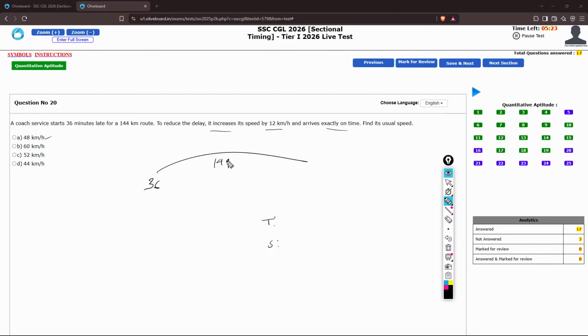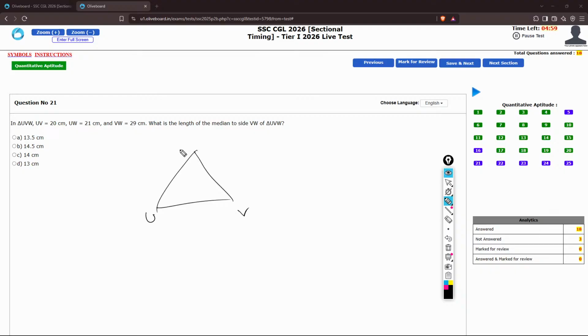Let's go with option 48. If it was 48, then it would have taken 3 hours. But since it is 60, 144 divided by 60 is 2.4 hours. So 0.6 late, 0.6 was made up. So 48 is the answer.